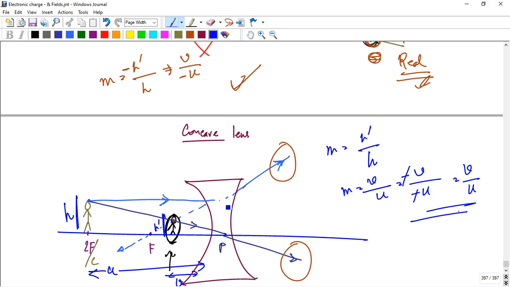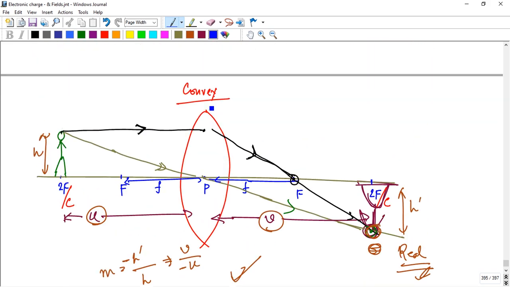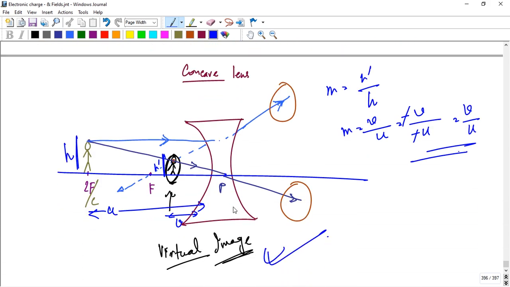If I draw an imaginary line backward and see a cut point, that is a virtual image. Okay, it is clear what a real image and what a virtual image is, in the case of the two types of lens, convex and concave.